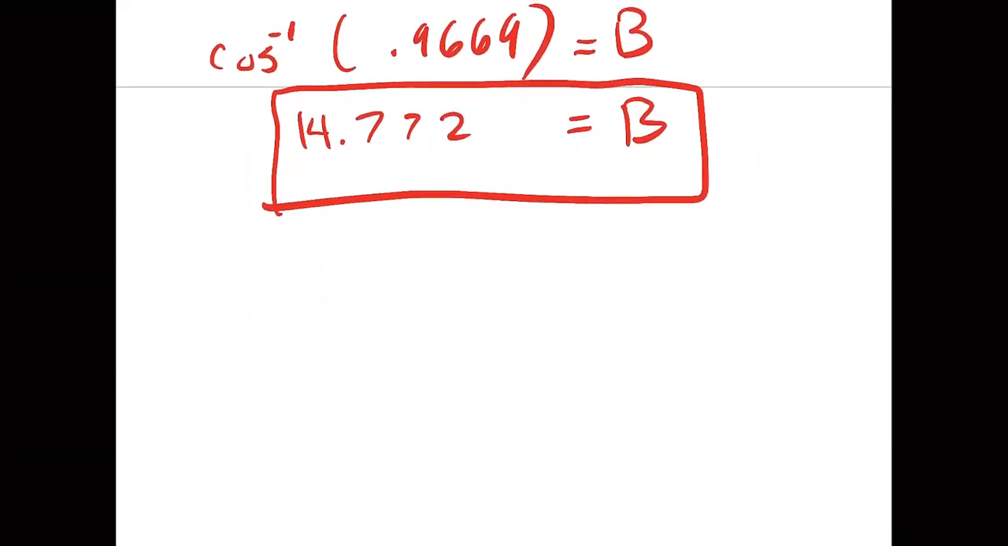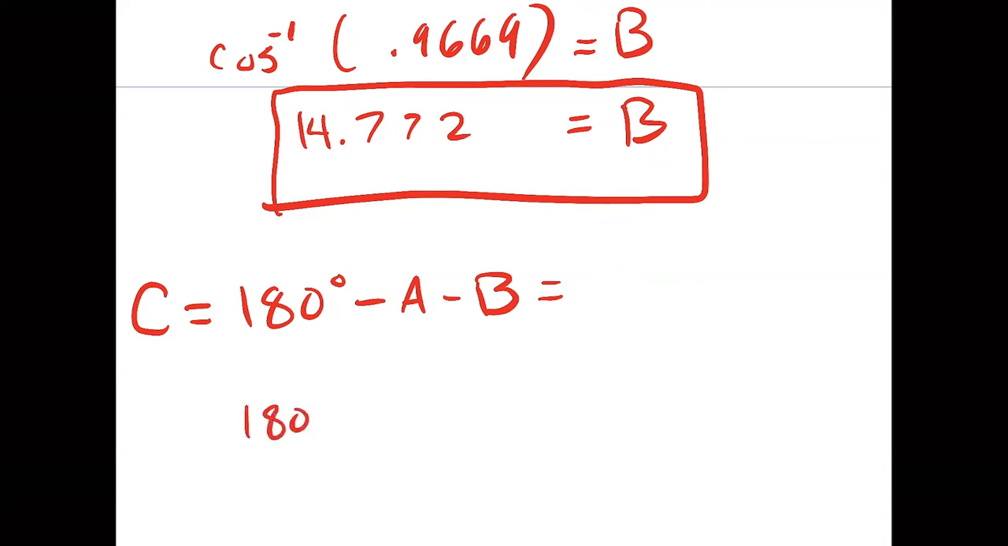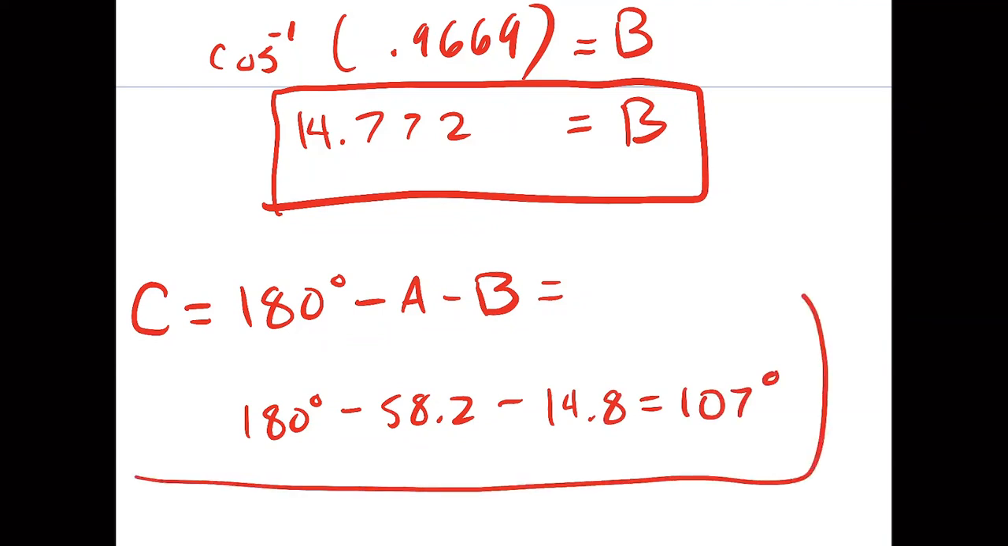And so the last thing that we need to find is our angle C. And C is equal to 180 degrees minus A minus B. So this is going to be equal to, let's see, 180 degrees minus, I think that's 58.2 that we found. And we can just round this up to 0.8, so let's say 14.8. And this is equal to 107 degrees. Okay.